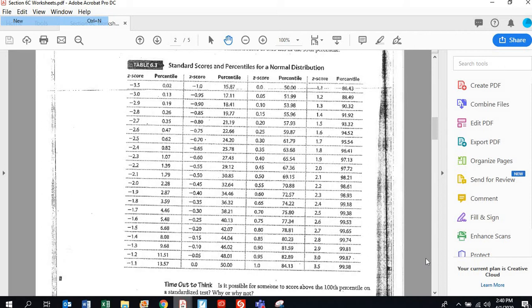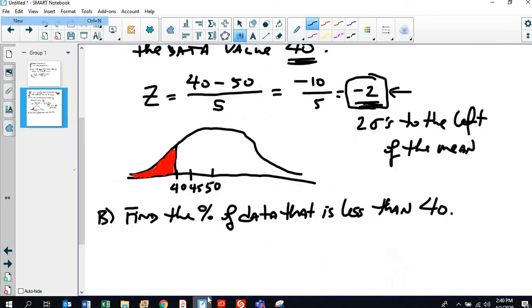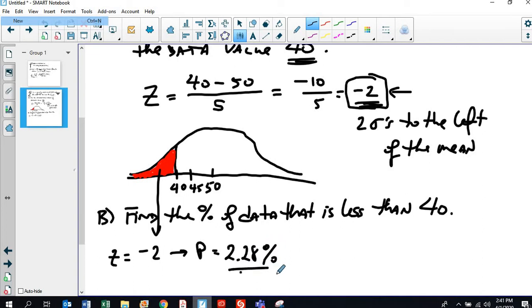So if you've got negative 2 right there, that value is 2.28. And so I take that value 2.28, and that's my percentage of z of negative 2. Let me call it something different, like P, all right? It gives me a percentage of 2.28, and that is a percentage. So 2.28%, very little percent of the data, lies to the left.